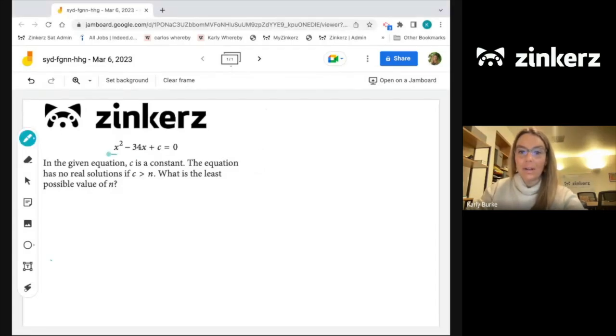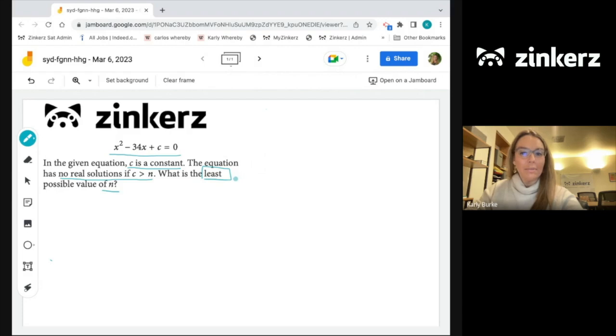We have x squared minus 34x plus c is equal to 0. In the equation, c is a constant. Remember, constant just means that it has a value and it's not a variable. The equation has no real solutions if c is greater than n. What is the least possible value of n?